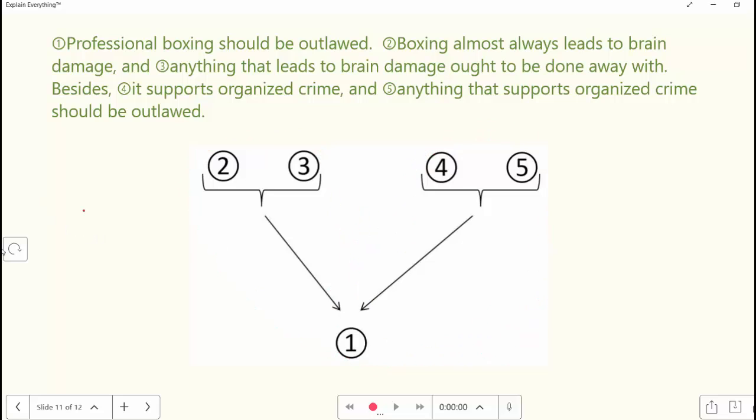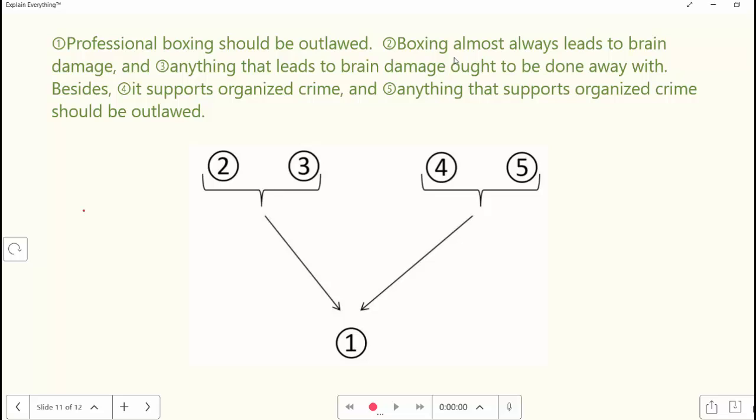All right, so with that in mind, let's take a look at what the argument is saying. Our first statement, professional boxing should be outlawed. If we think about the information that comes afterwards, it's just the kind of information that would suggest that 1 is true. So that suggests that 1 is our conclusion, and that's why we have it at the bottom, because that's what we're trying to prove, and truth flows downwards.